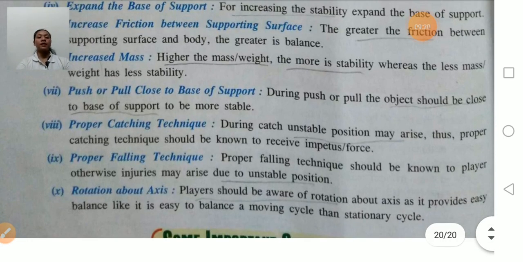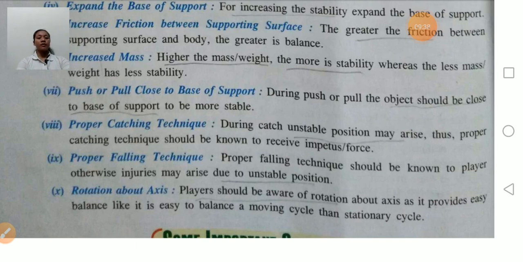Proper catching technique. During a catch, unstable positions may arise. Thus, if you have proper catching technique, you should know how to receive the impetus of force. Therefore, there will be more stability.